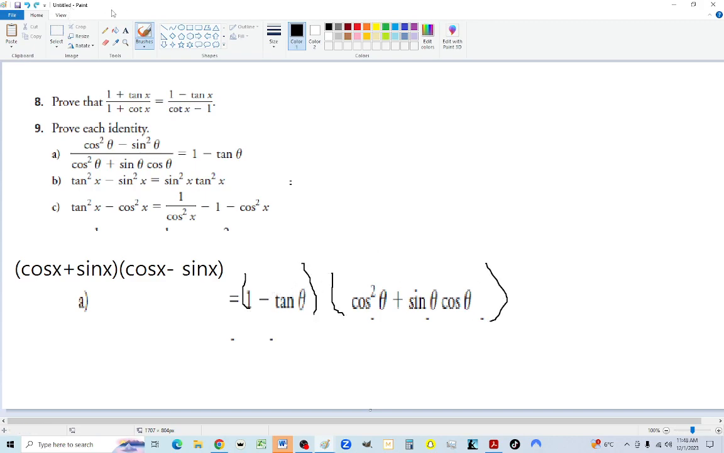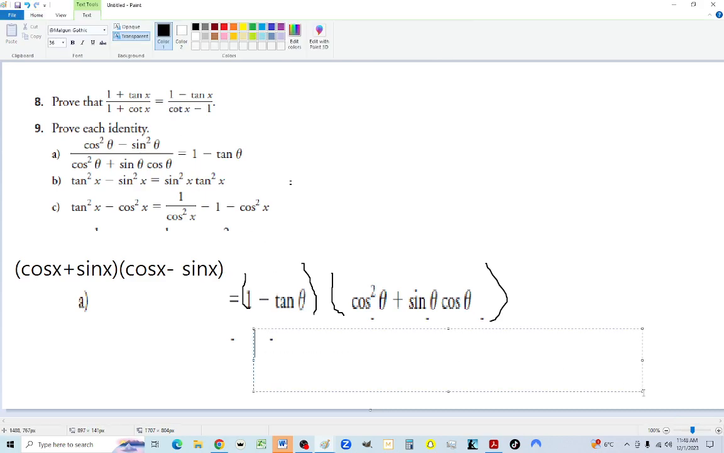One times cos squared is that. One times sin x cos x is this. Minus tan times cos squared. Remember that tan is sine over cos, so one of the cosines will cancel out and you'll be left with this. And then the last one, minus tan x times sin x cos x. Remember that tan x is sine over cos, so you're left with this.